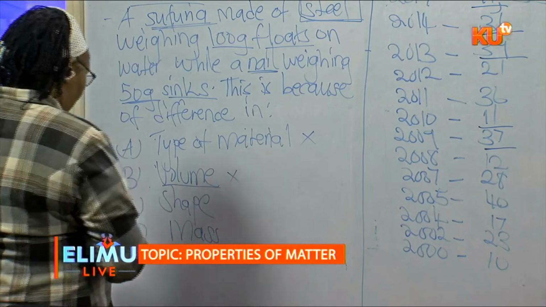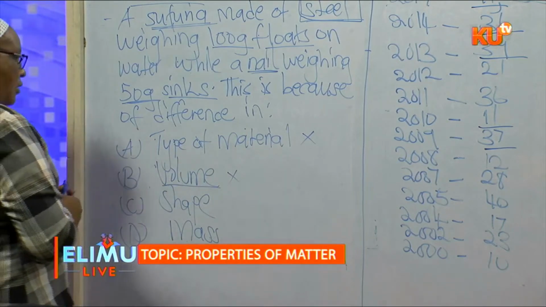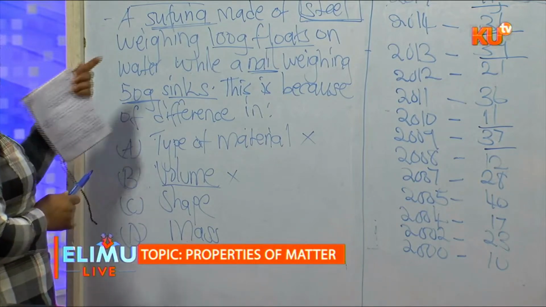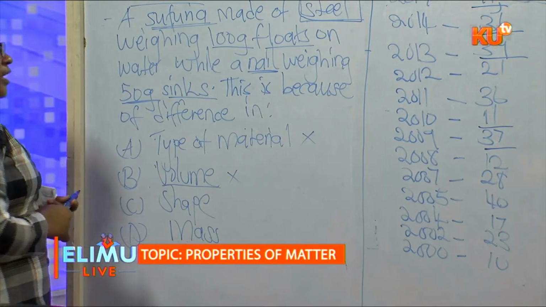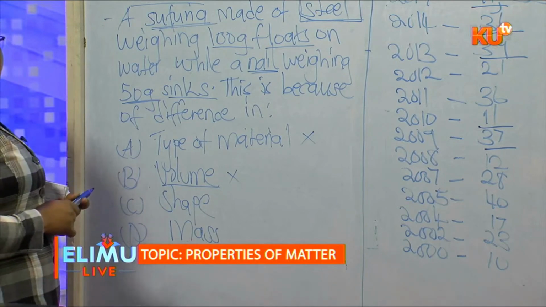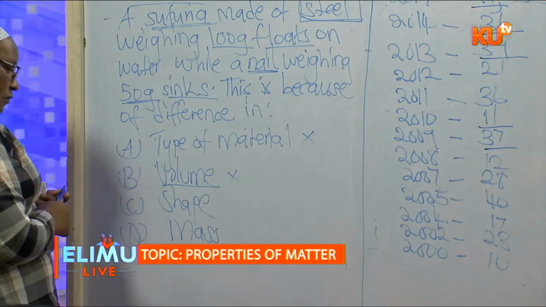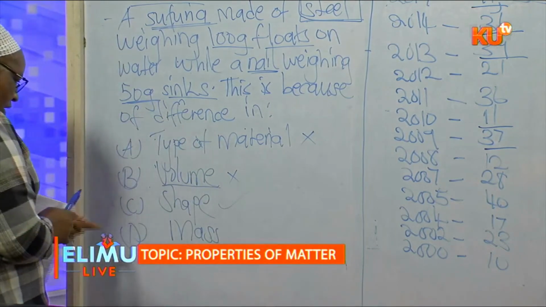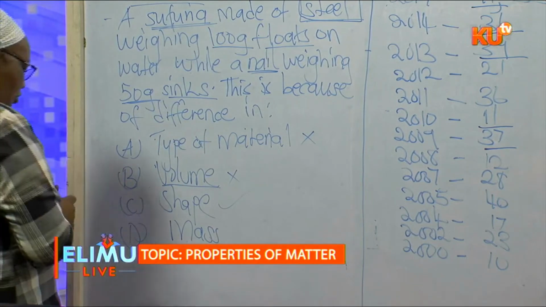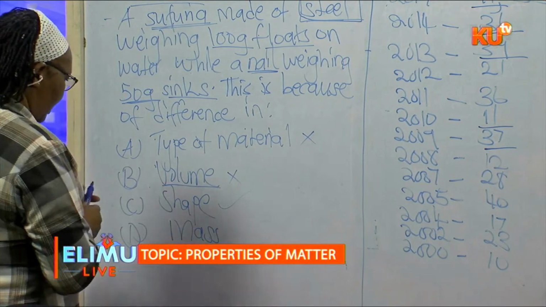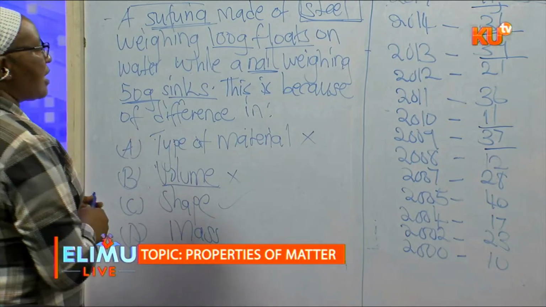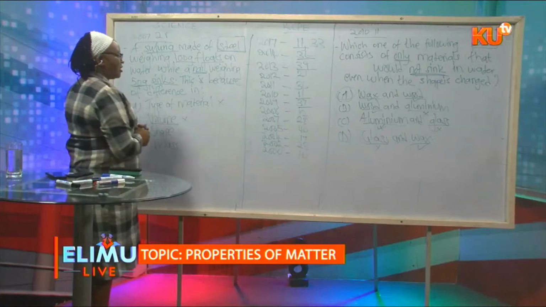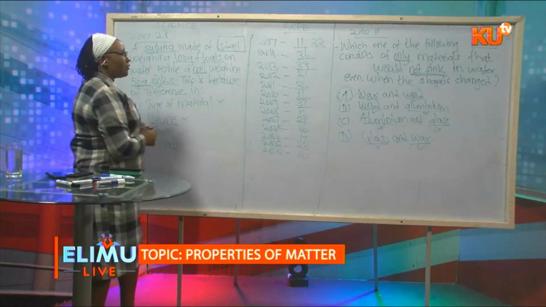Now we have shape, and we have said that shape is one of the things that affect floating and sinking. And these two, the sufuria and the nail, both of them are made of metals, but the sufuria will float because of its shape. So we take shape, we put a tick there, and then we said we should not stop there, we should move to D. Now D, mass. Mass does not affect floating and sinking of an object. It is only the shape and the material that affects floating and sinking.